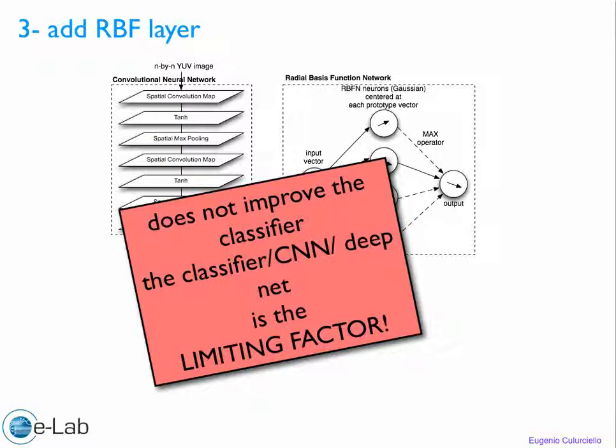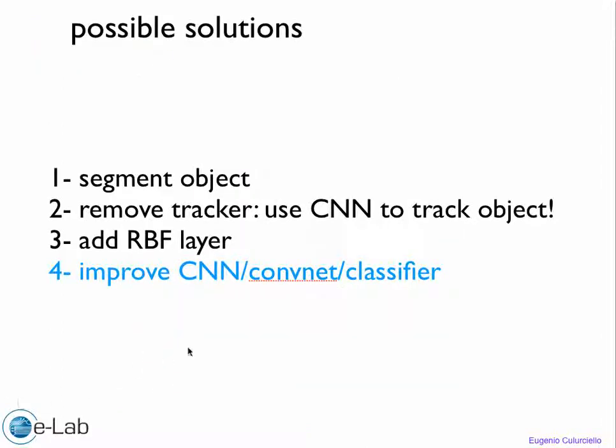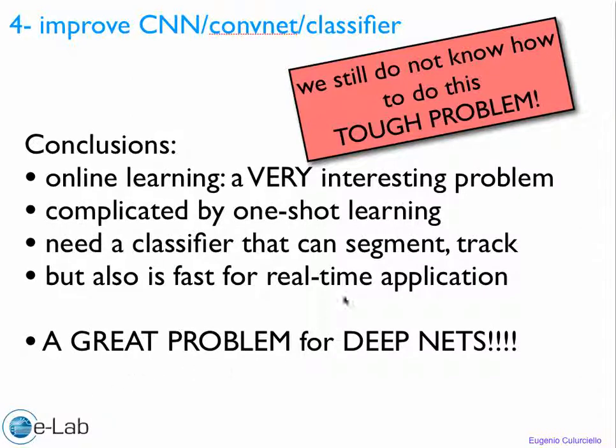Unfortunately, adding an RBF didn't really improve our system on the TLD dataset. It didn't improve because we found out that, again, the convolutional neural network, or deep network, classifier is really the limiting factor here. Well, this basically brought us to the end. The only other option that we had was to improve the convolutional neural network classifier. We still really don't know how to do this. It's a tough problem that the lab is working on and a lot of other people are working on.